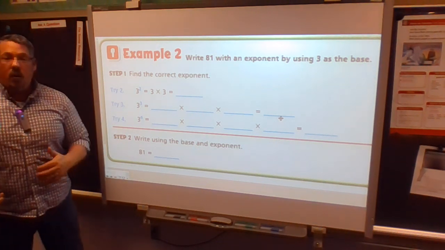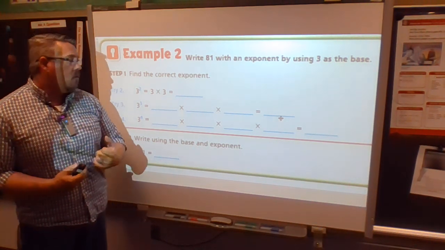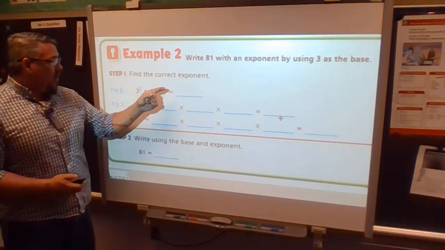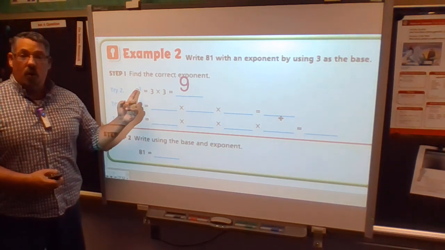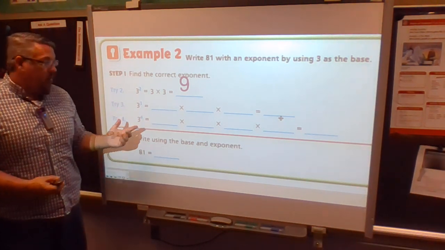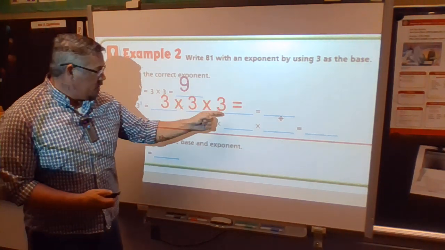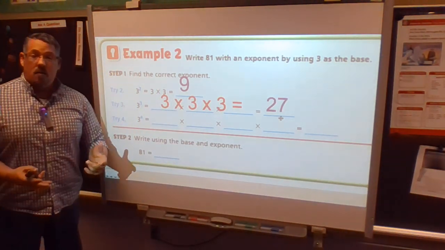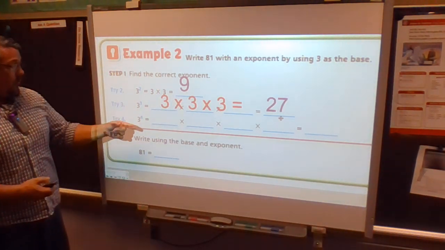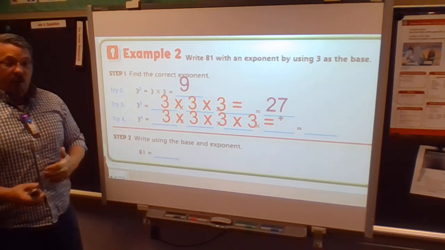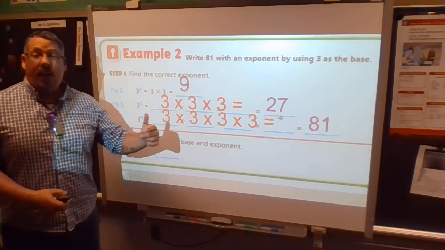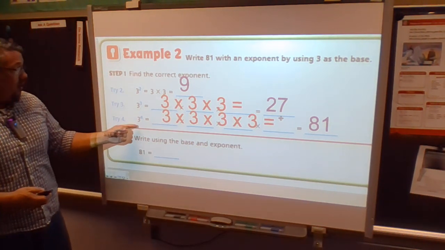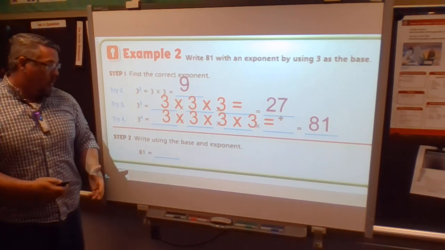So they have the long way of doing it, and I'm going to show you what I believe to be a quicker way in just a moment. They say, let's start out with 3 times 3. 3 times 3 is 9, so an exponent of 2 doesn't work. Let's try an exponent of 3. That would be 3 times 3 times 3. 3 times 3 is 9, times 3 is 27. That doesn't work. So let's try 4: 3 times 3 times 3 times 3. When I type that into my handy dandy calculator, I get 81. So I know that my answer is going to have to be written as 3 to the power of 4, or with an exponent of 4.